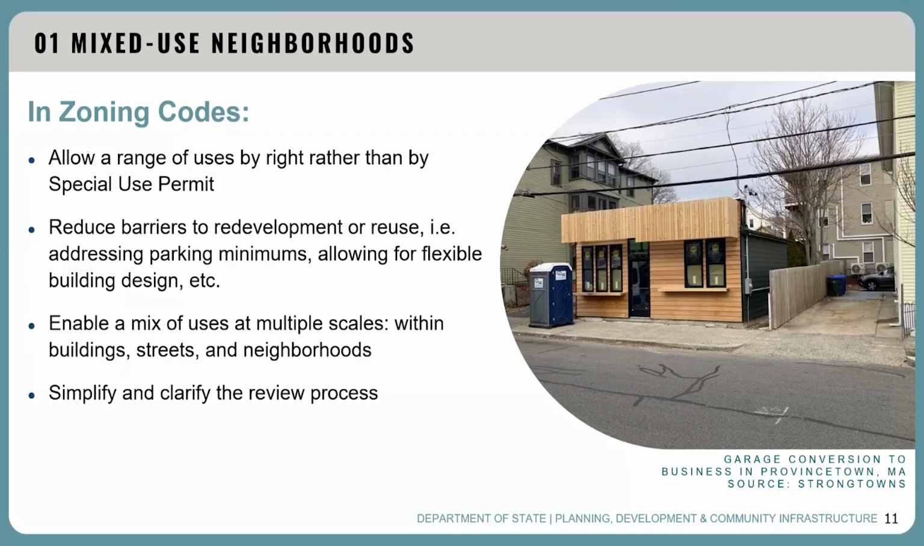Here we see a former garage or accessory building being repurposed into a neighborhood shop, integrated into the surrounding residential neighborhood. By reducing regulatory barriers to mixed-use development and focusing on form rather than use, communities can enable a diverse mix of uses at multiple scales, from mixed-use buildings to mixed-use streets and neighborhoods. Zoning codes can also facilitate good development by having a clear review process that outlines what will be looked at during, for example, site plan review. Such guidelines can ease the burden on developers and other applicants as well as the planning board by removing guesswork from the process and providing upfront expectations for all parties.